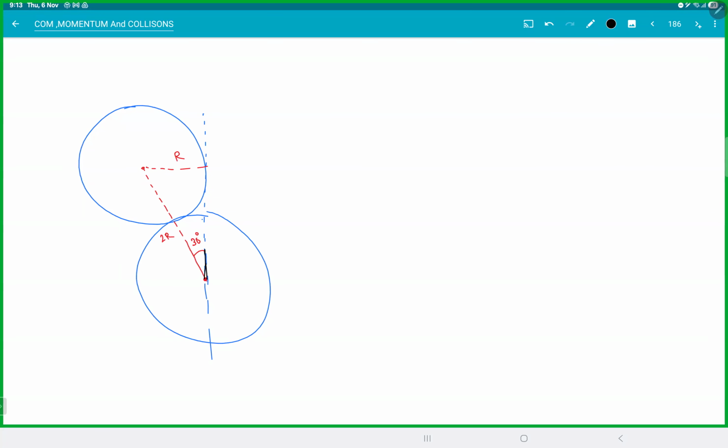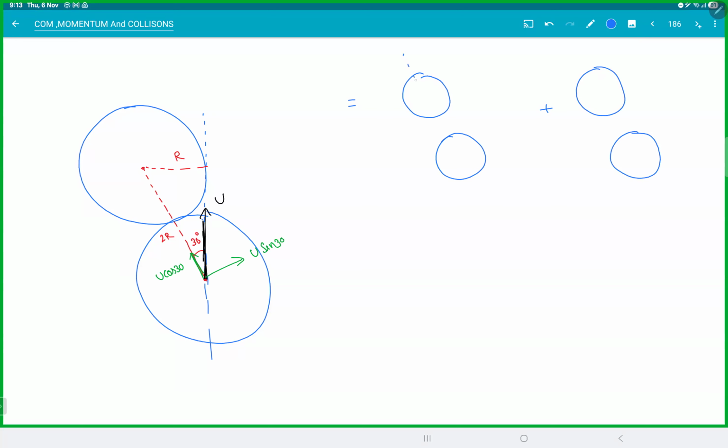Then this speed is u. Resolve this into components. So this will be u sine 30, which will not change. And this is u cos 30. Now you can split the problem into two parts. So we got a ball and we got a ball. We got this and we got this. This is the normal.